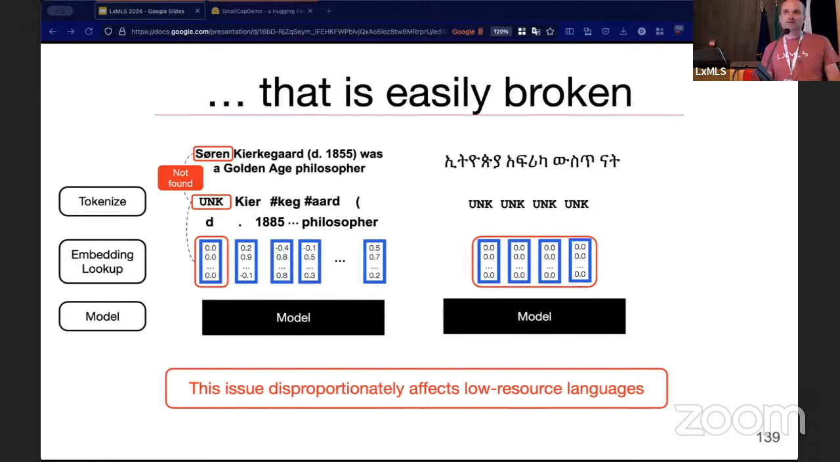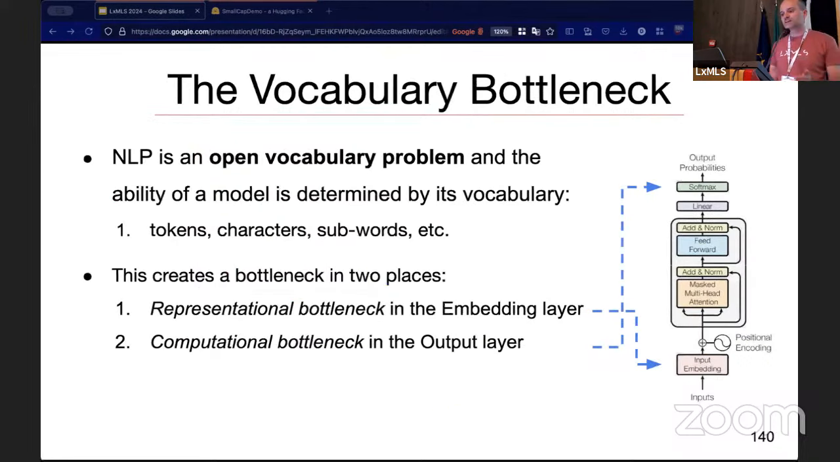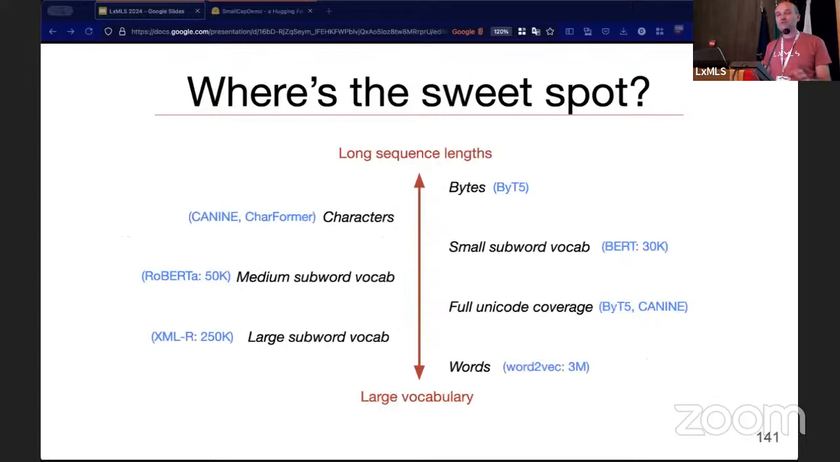And Noah also mentioned a line of work at University of Washington on exploring which languages are actually well represented in these models. So we identify that the vocabulary in a language model is the key bottleneck that we need to overcome to create NLP technologies for all languages. Because NLP is an open vocabulary problem and new words appear all the time, and our models need to handle them, for example, processing social media data or using medical data with lots of abbreviations. And the vocabulary creates 2 bottlenecks. One of them is a representational bottleneck in the embedding layer, and the other is a computational bottleneck in the output layer.